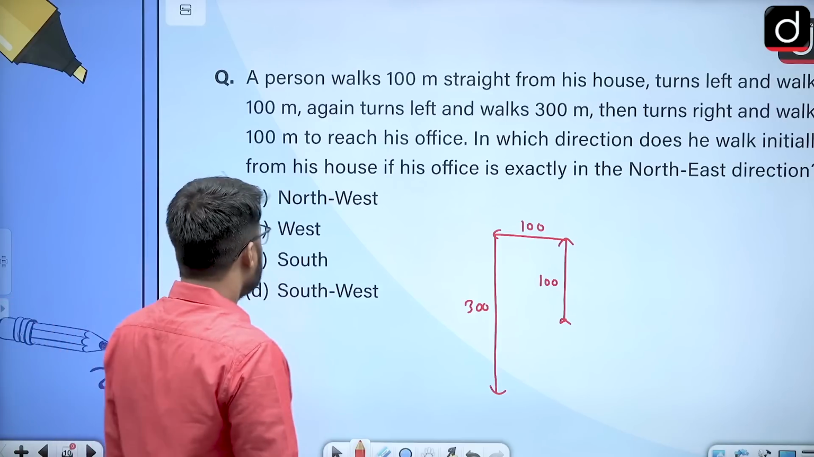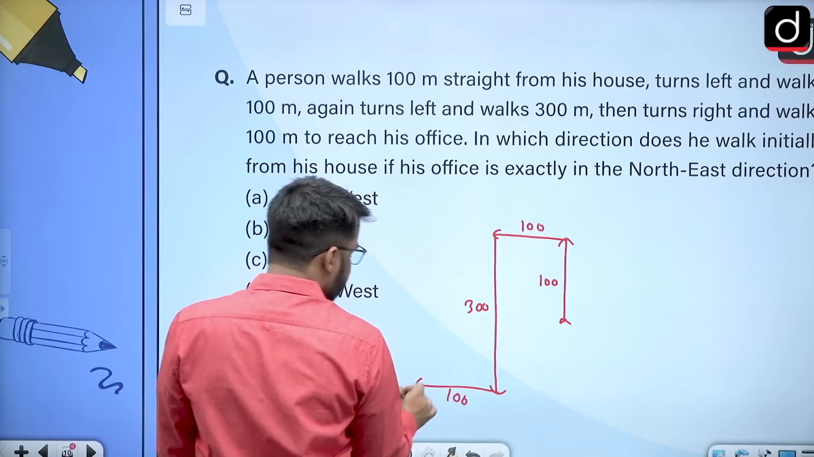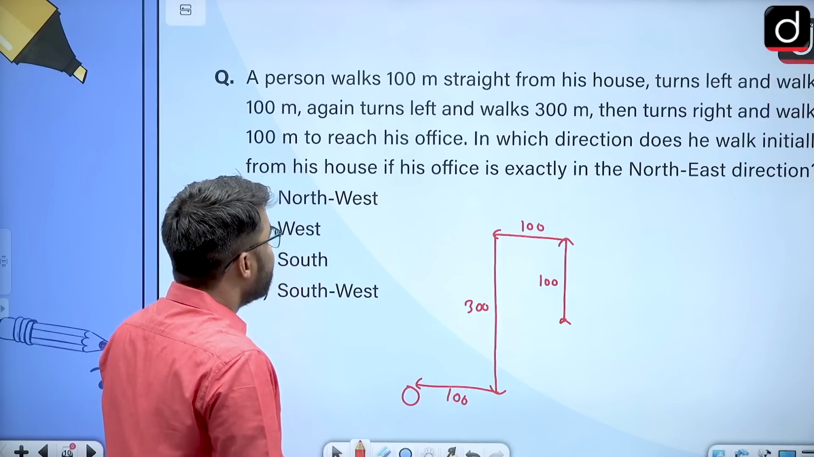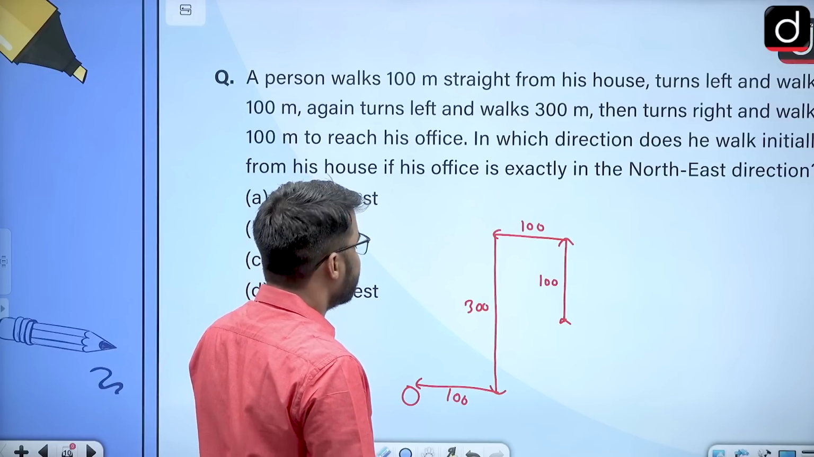Then he turns right and walks 100 meters to reach his office. From here he is turning right, walking 100 meters to reach his office. In which direction does he walk initially from his house if his office is exactly in the northeast direction?